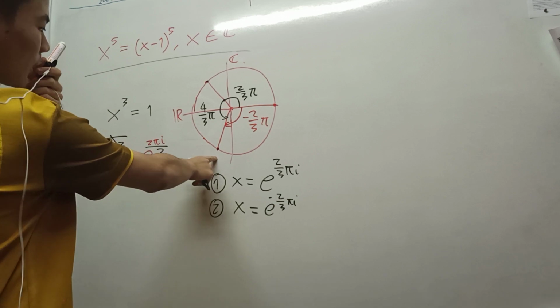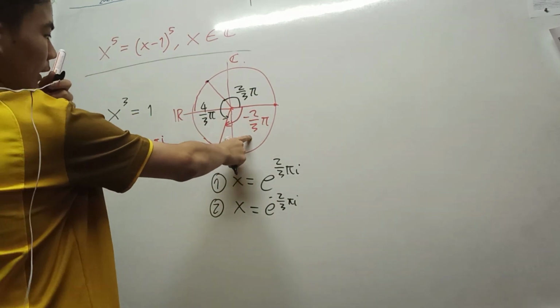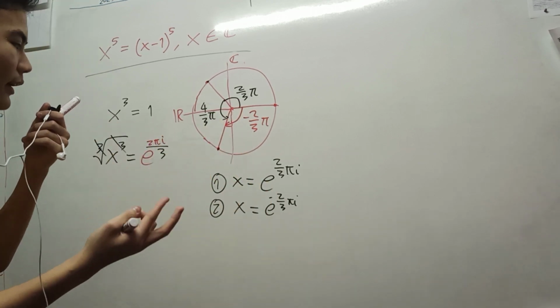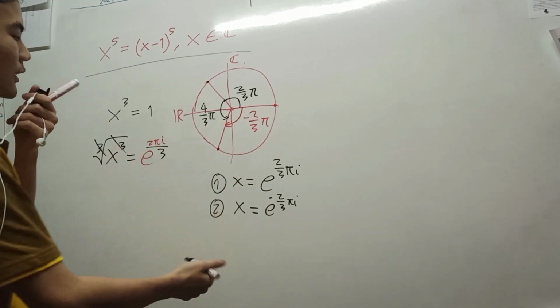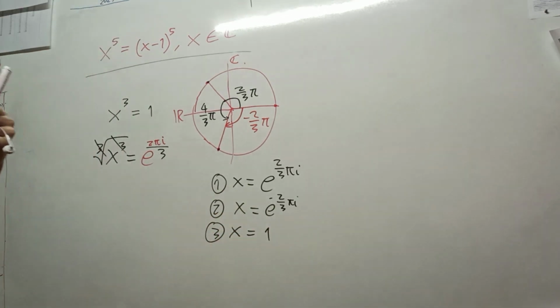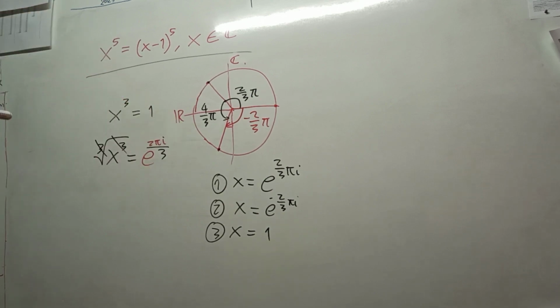Now, once we are here, what do we do? We add another slice, which is 2 over 3 pi. What happens if we add 2 over 3 pi here? We get 0. e to the 0 i is just e to the 0, and e to the 0 is just 1. So there you go. These are the 3 roots, and they do work indeed.